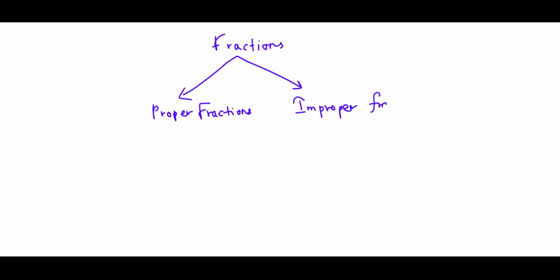If I write 3 over 4, 3 is the numerator, 4 is the denominator. Now in this 3 over 4, 3 is less than 4. The numerator is less than the denominator. These kinds of fractions are proper fractions. Numerator is less than denominator.